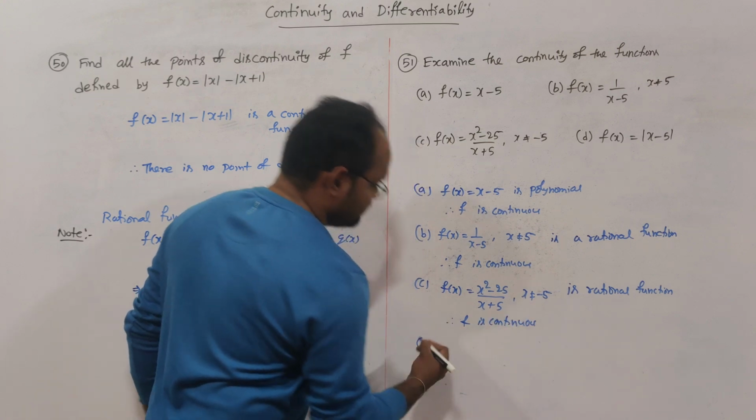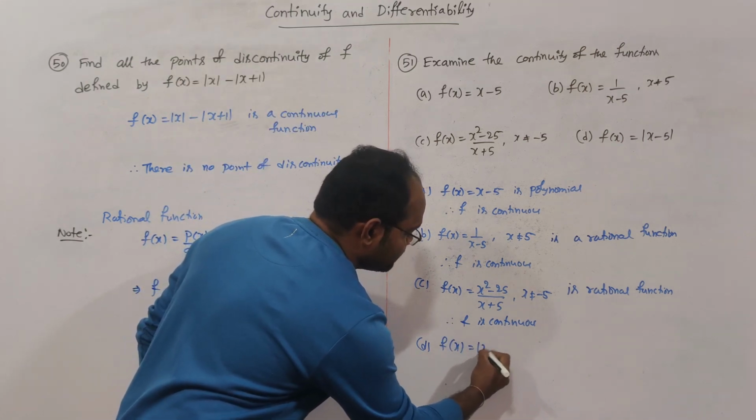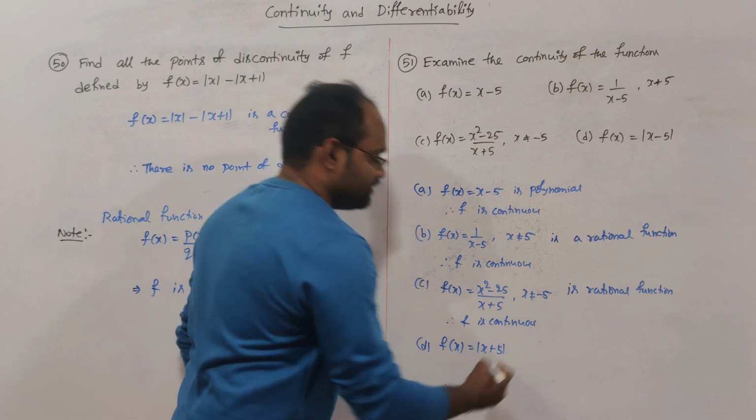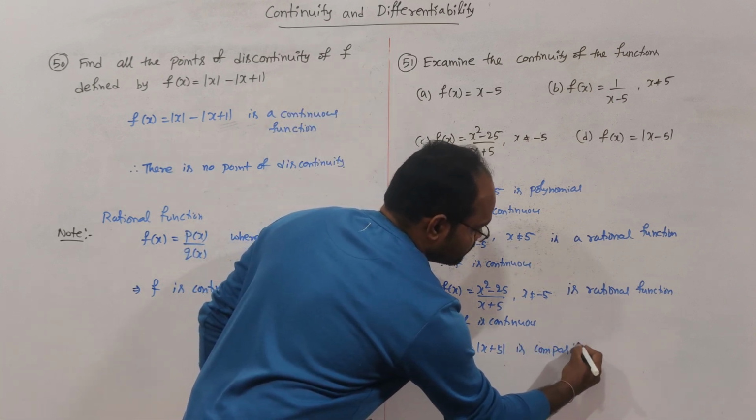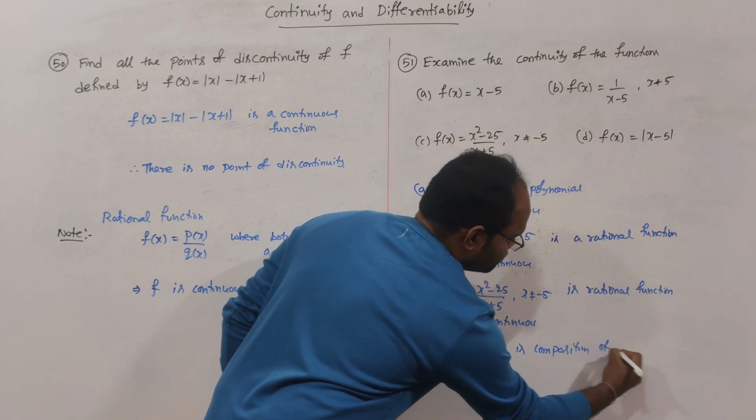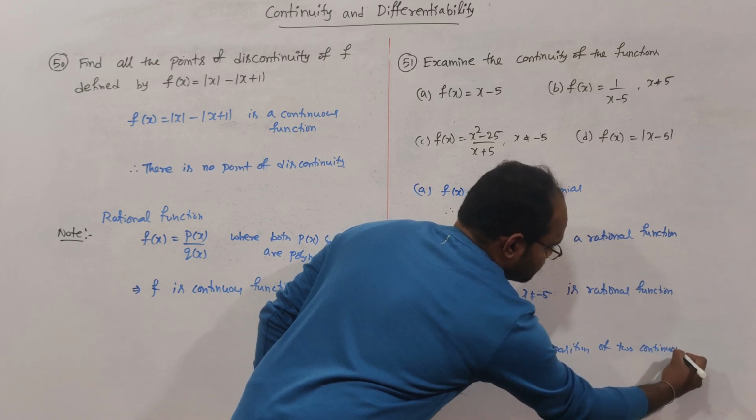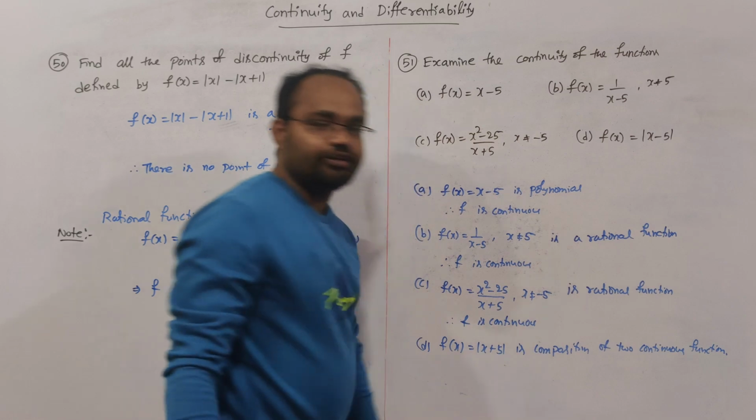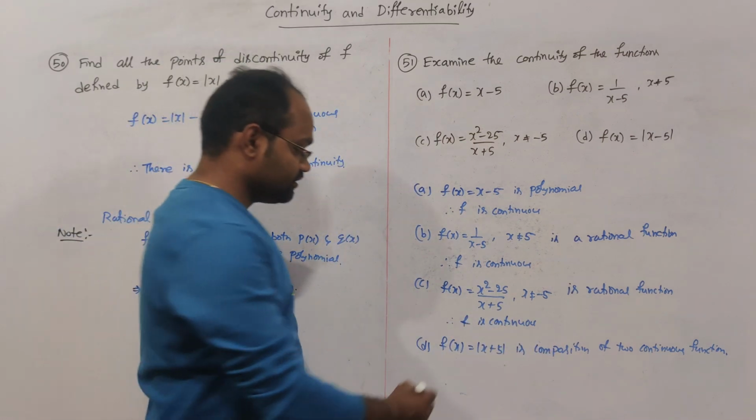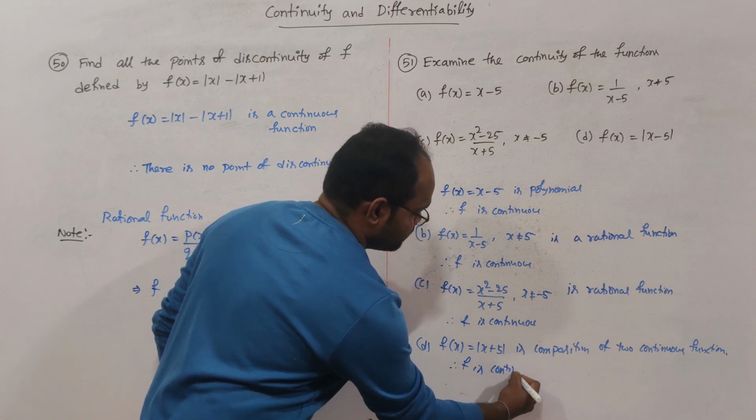Finally D, that is f of x is equal to modulus of x plus 5, a composition of two continuous functions. We proved that the composition of two continuous functions is again continuous, therefore f is continuous. Simple.